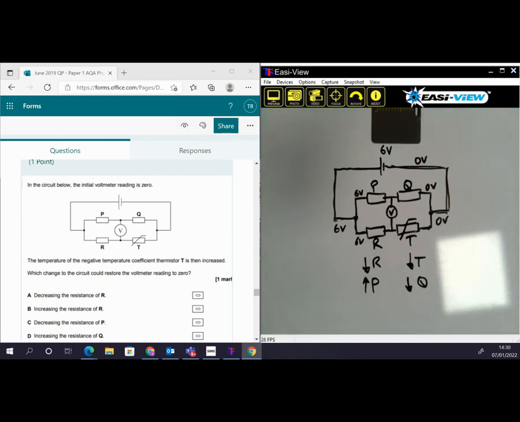Decrease the resistance of R. Yes, that's an option. Increase the resistance of R. No, that's not. Decrease the resistance of P. No, P needs to go up. Increase the resistance of Q. No, Q would need to go down.